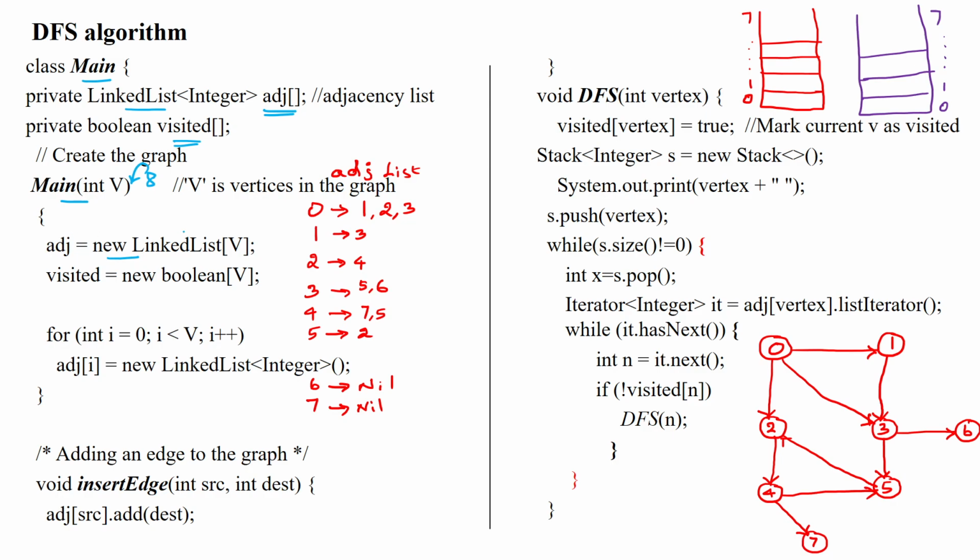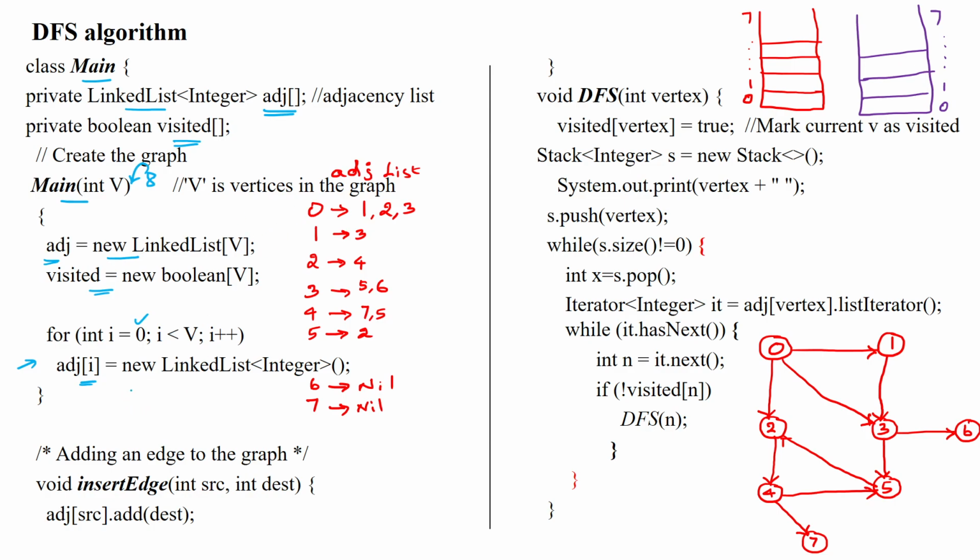So initially, for all the vertices, we have an empty adjacency list, and also a boolean variable visited for all the vertices. Now we are creating the adjacency list for the 0th vertex. For the 0th vertex we are creating the adjacency list.